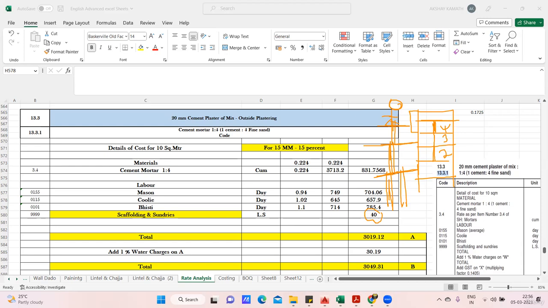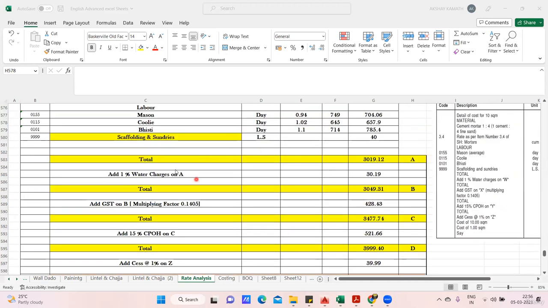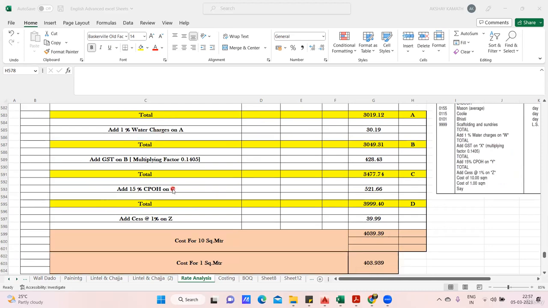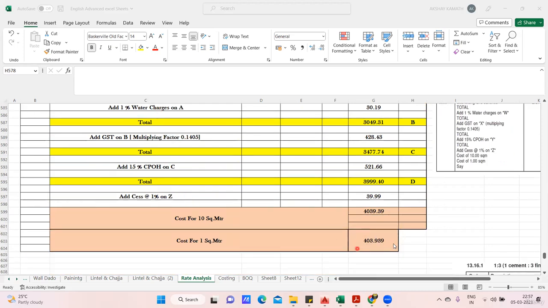Other than that, I feel the rest of all things you can do on your own. There's nothing. It's like Control C, Control V. You copy everything. Just add the total, add water charges, add GST, add contractor profit, and add cess. So it comes out to be 403 rupees.